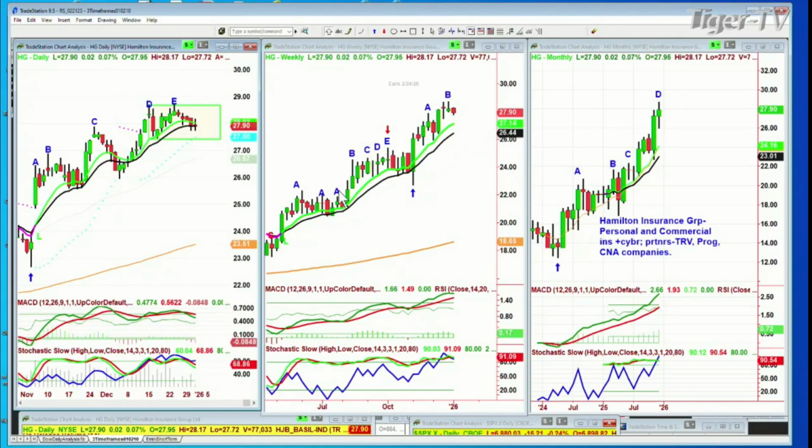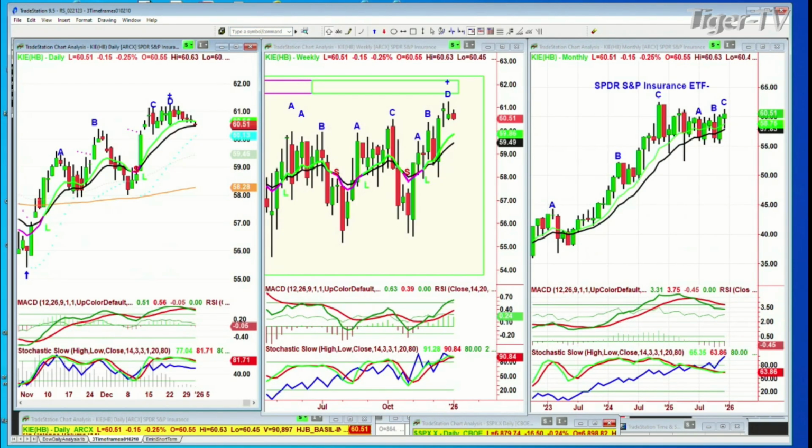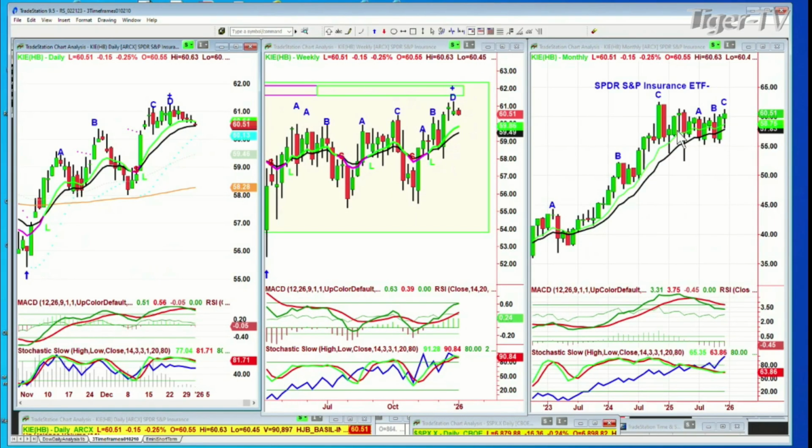I don't know if that's the coincidence here, but I'm just saying I do like it, and I think it's going to go higher. And the insurance area, if you look at KIE, which is the insurance ETF, made a peak D just recently, but it's taken 6 sessions. It's just pulled back a little bit. It's a peak D in the weekly chart, and it's a double C in the monthly chart. It can have an overlapping wave. Well, I don't want to go there just yet.